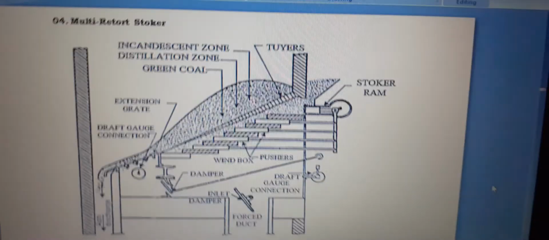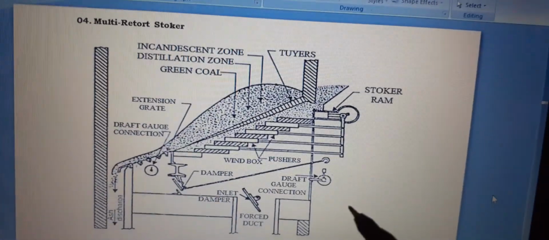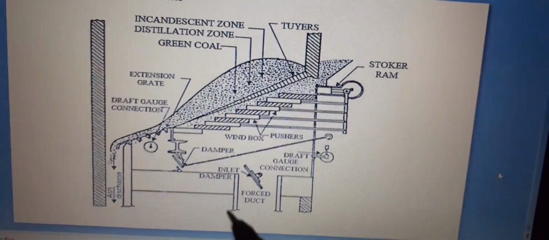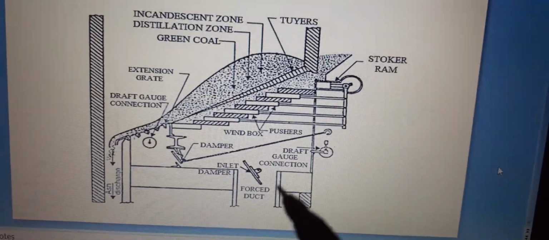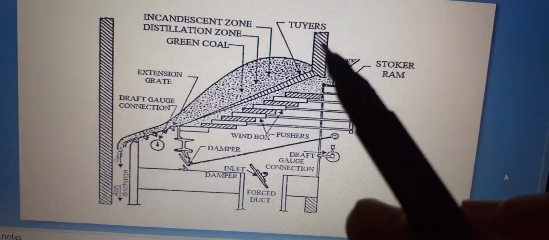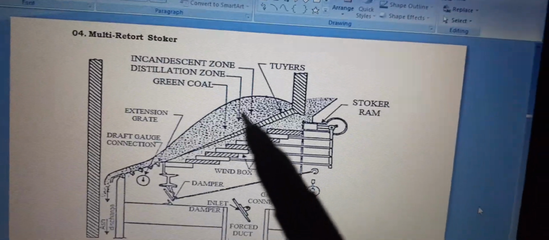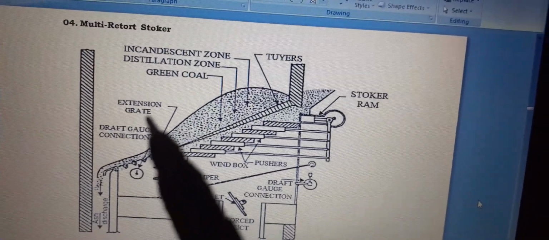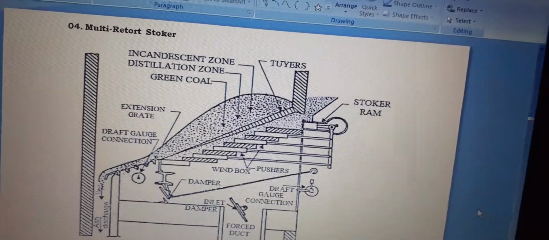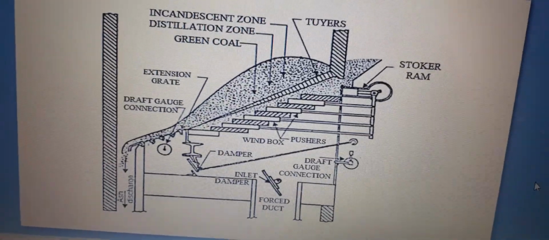And the multi retort stoker, you all can see here multi retort stoker ram. You all can see the stoker ram, and these are the tuyeres formed. Above those tuyeres, the green coal is fed. So an extension grate is used to lock or extend that, and a draft gauge is used.